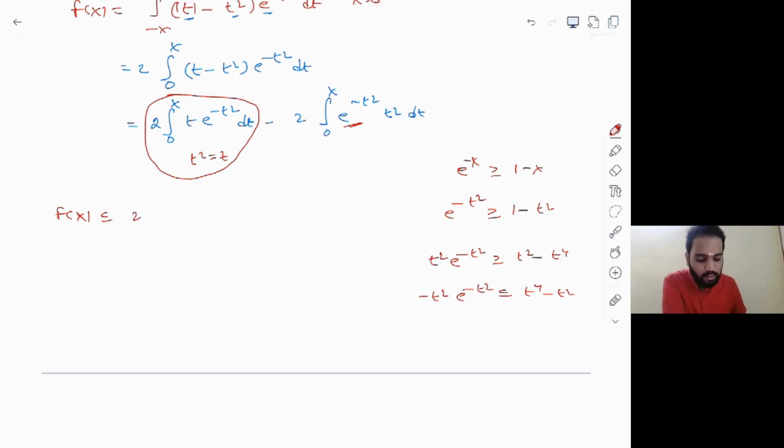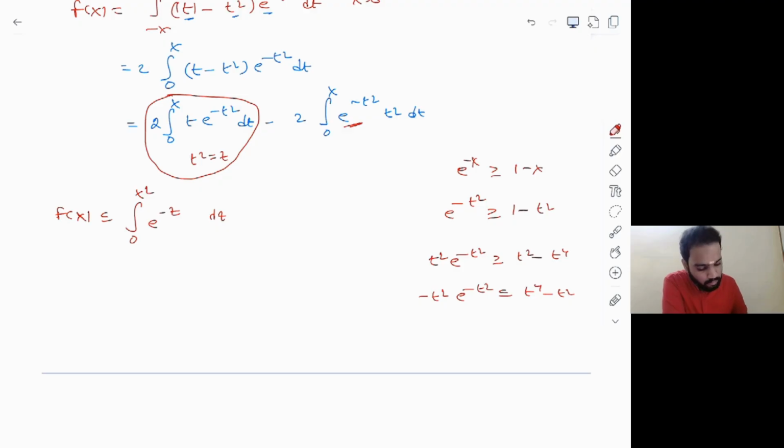If you put t square equal to z, this becomes the integration of dz, and 2t dt becomes dz and e power minus z. And what about the limits here? This becomes 0 to x square. Now you know how to integrate the first term. I will leave that calculation part to you.